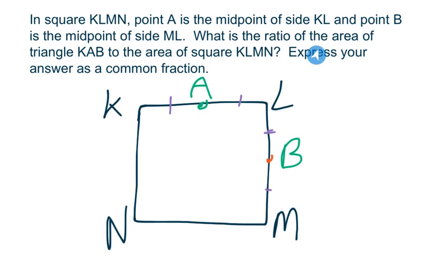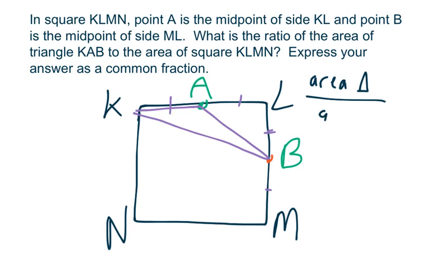So it says, what is the ratio of the area of triangle KAB? I'm going to draw that triangle. To the area of square KLMN. In other words, the area of this triangle to the area of the whole thing. And it wants it as a common fraction. So, area of the triangle over area of the square.